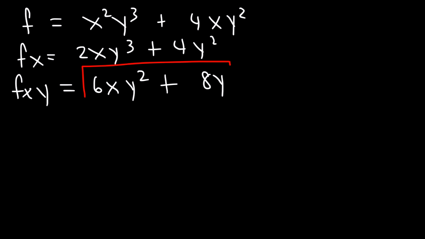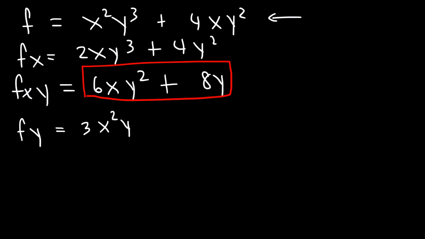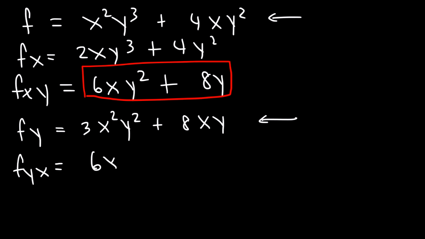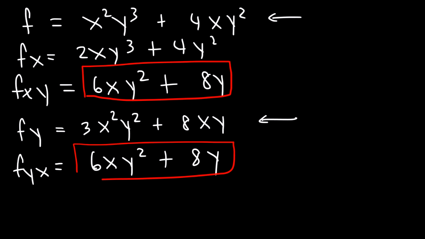So now let's find fyx. First we've got to find fy using this function. The derivative of y cubed is 3y squared, so we're going to have 3x squared y squared. And the derivative of y squared is 2y times 4x. That's 8xy. Now let's differentiate this function with respect to x. The derivative of 3x squared is 6x times y squared. The derivative of 8x is simply 8. So notice that these two are the same. fxy is equivalent to fyx.